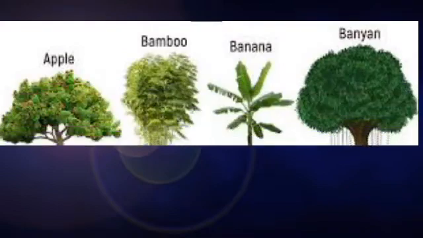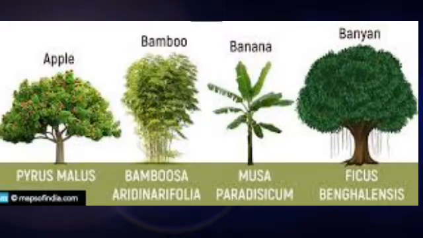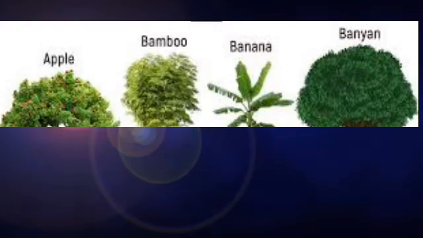In some plants, root, stem, and leaves change their shape and structure to perform special functions like storage of food, mechanical support, protection, etc. This is known as modification. Let us discuss modification of root. To perform special functions, the roots change their size and shapes.